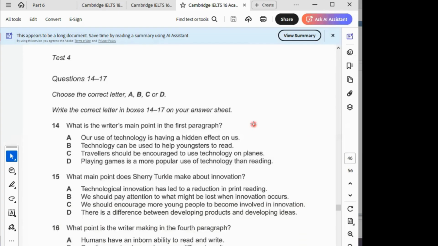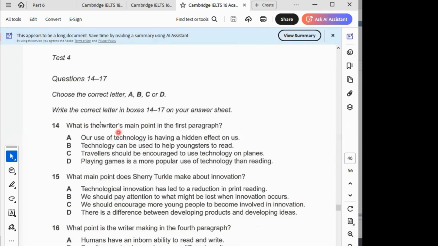So again, like I said, we usually start with the question. So look at this here. What is the writer's main point in the first paragraph? Usually for multiple choice questions, they will tell you exactly where to go to. You will know where to go to. Do you understand? You will know exactly where to go to.